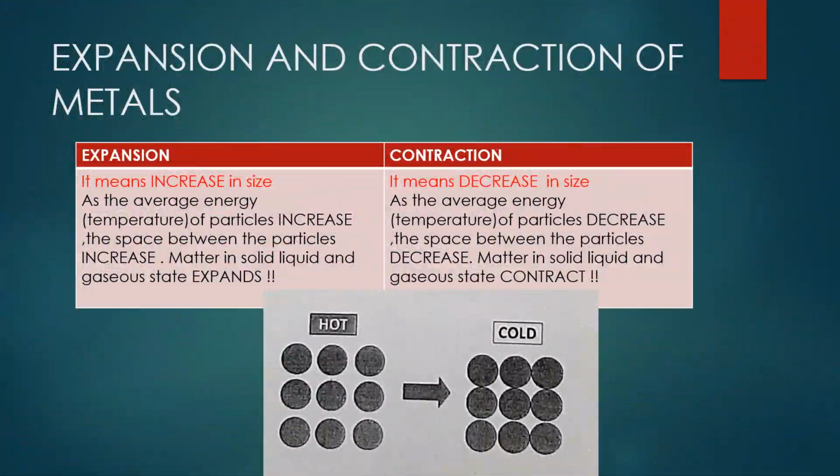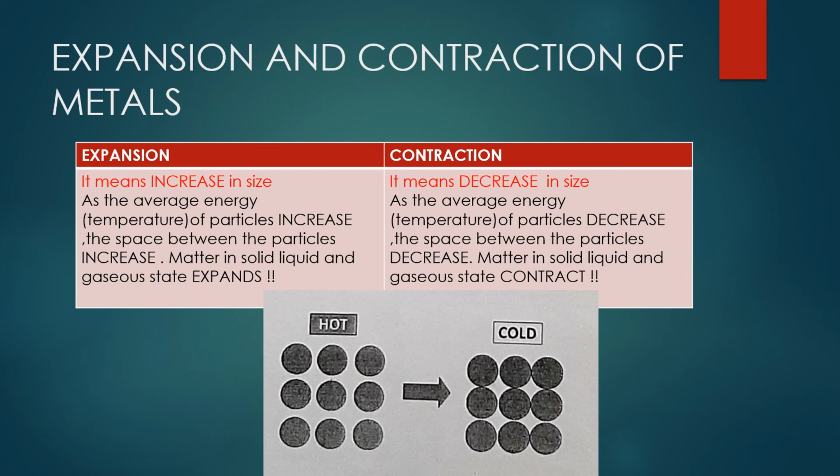Expansion and contraction of metal due to heating. This is one of the important changes that occurs, and it is a very desirable and useful change, and it can be applied in various places. Now, what is expansion? It means an increase in size. As the average energy, that is the temperature of the particles, increases, the space between the particles of the substance also increases, and as a result the matter expands.